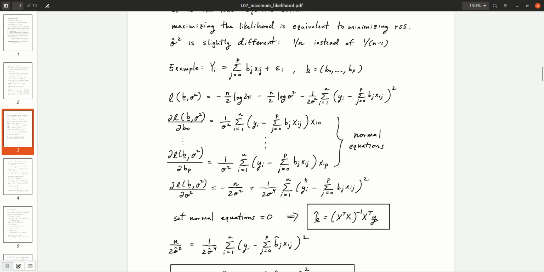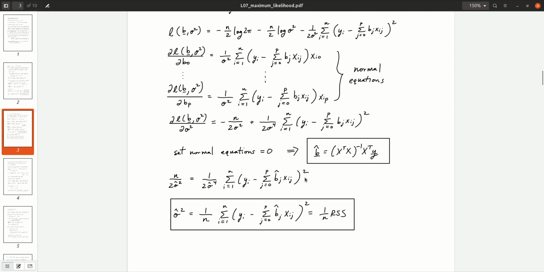Now, if we take partial derivatives of this log likelihood function with respect to b0 to bp, we get these expressions here. You can do these on your own, but this is the answer. And if you stare at these equations, these are exactly the normal equations with the 1 over sigma squared out front. So we get something very similar to what we got before when we minimized the sum of squares.